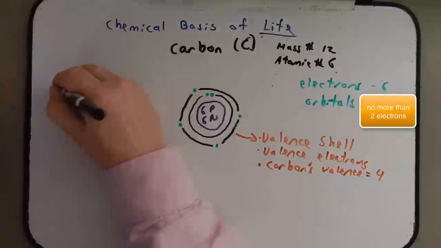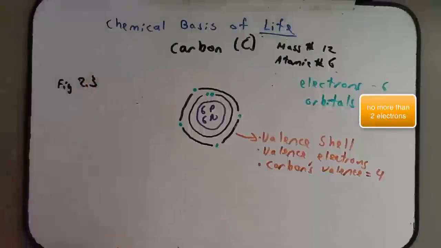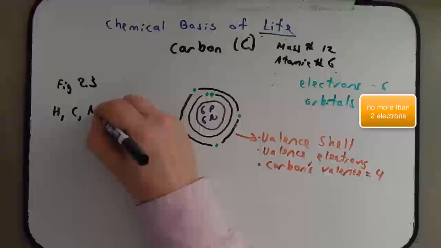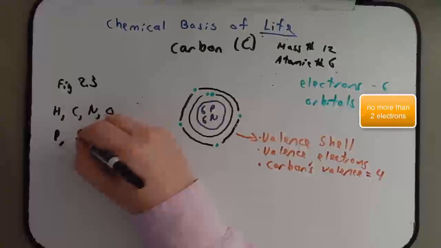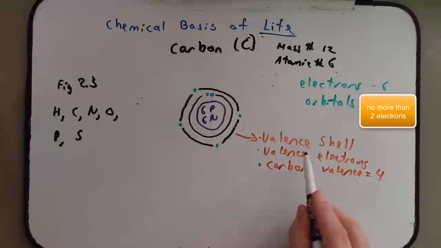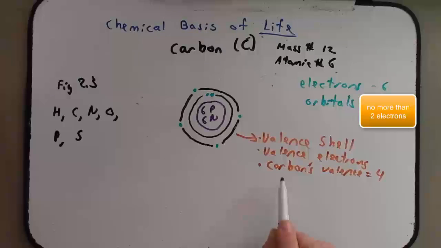If you would, look at figure 2.3. There are several elements here. I would like you to focus on hydrogen, carbon, nitrogen, oxygen, phosphorus, and sulfur. The reason I want you to focus on these is that these are the most abundant elements within a living organism. I'm not going to make you memorize the number of electrons in each one of them, but you should be able to look at the atoms in figure 2.3 and identify which is the valence shell, what are the valence electrons, what's that element's valence, and also identify which one of these is going to be involved in chemical reactions. Again, you don't need to memorize that table, but if I show you a part of it, you should be able to interpret it.